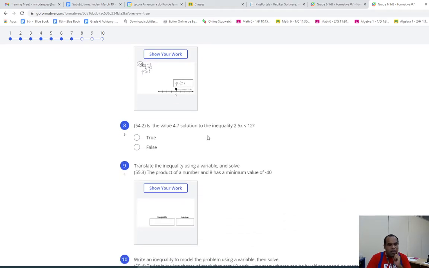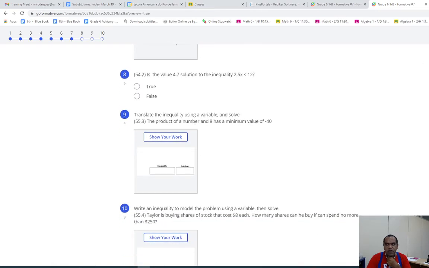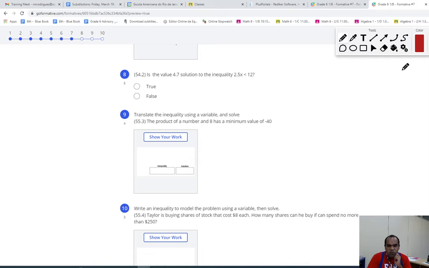Okay. Is the value 4.7 a solution to the inequality 2.5x less than or equal to 12? Let's solve here. I think we have enough room over here. Here's my inequality, 2.5x right here. 2.5x is less than or equal to 12. Let's solve it right now.